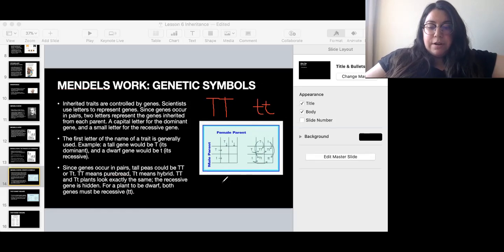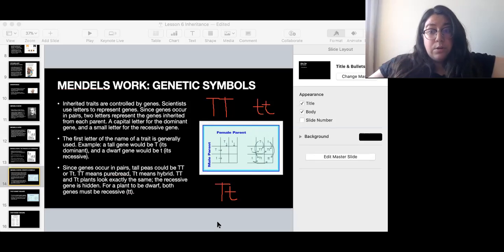But then sometimes you're gonna find something like this. This means that this is a hybrid. Okay, so it has different genes, but then we know that the dominant one goes in capital letter. So when you see it, it's gonna look just like a tall plant. But when it reproduces, it could produce a smaller plant because it's not purebred, okay? I'm gonna erase this.